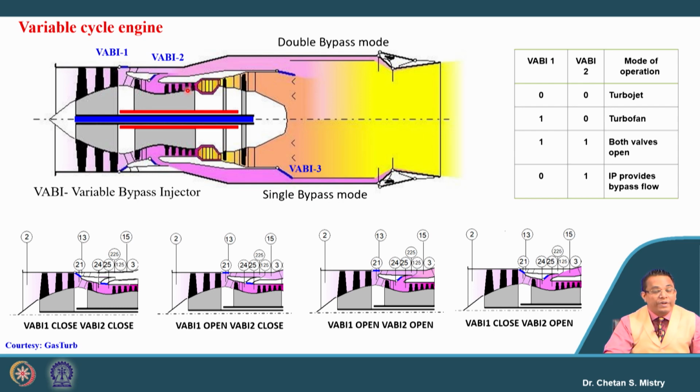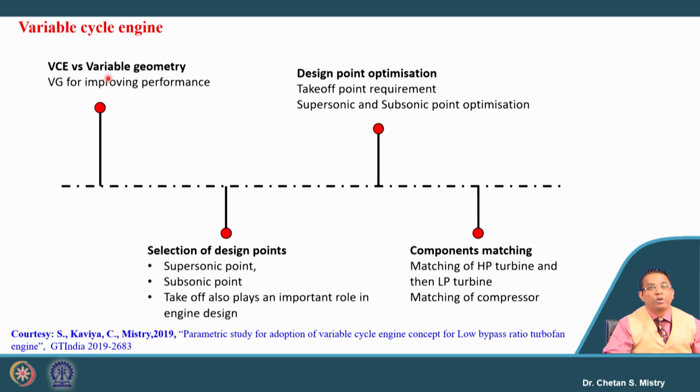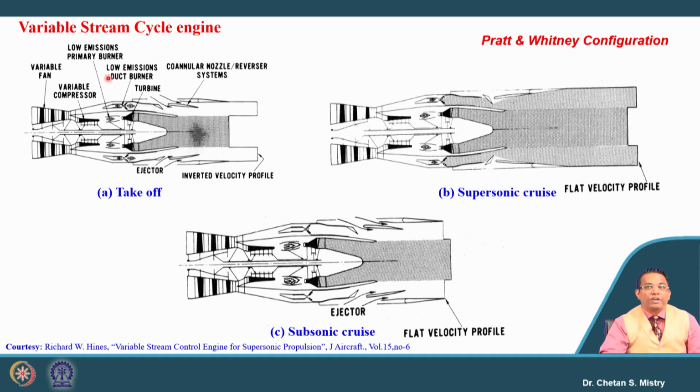So it is very complex in terms of understanding. Maybe when you read in detail, you will realize the complexity of this kind of configuration. It is not only that we put the valve here and that serves the purpose. We will need to incorporate variable vanes both for the compressor as well as for the turbine. Okay, so let's move towards the configuration.